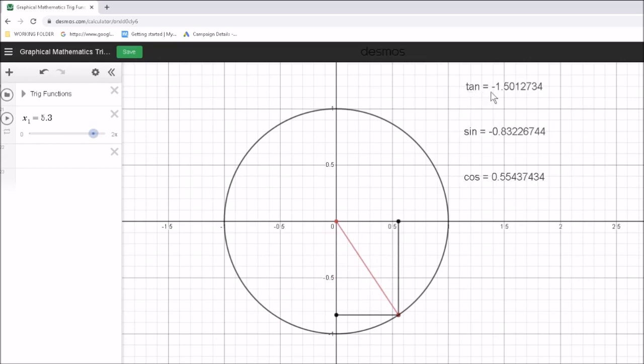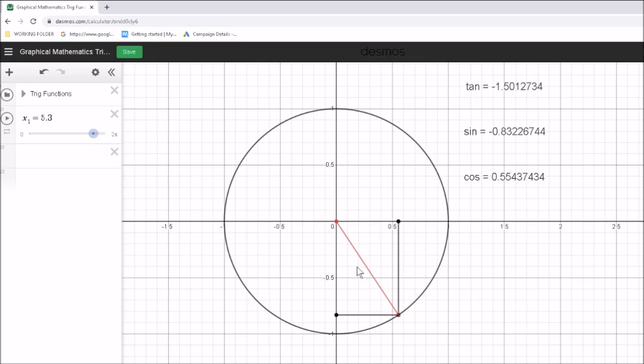Now the tan is going negative, the sine is going negative, and the cosine is a positive value. So let's see what's happening here. The tan is going to be your y divided by your x, so the y is going to be a negative value, the x will be a positive value, therefore you'll get negative divided by positive, which will give you a negative, so the tan is negative in this quadrant.